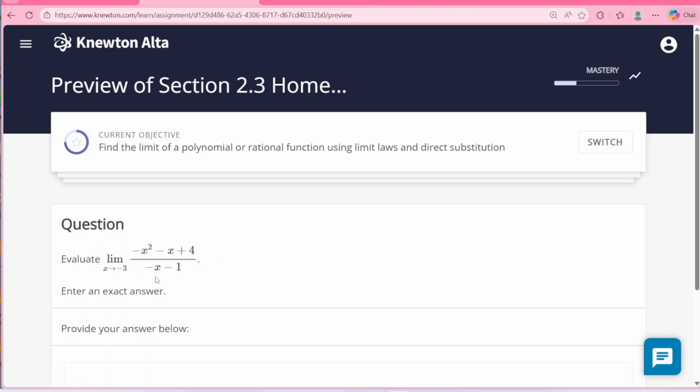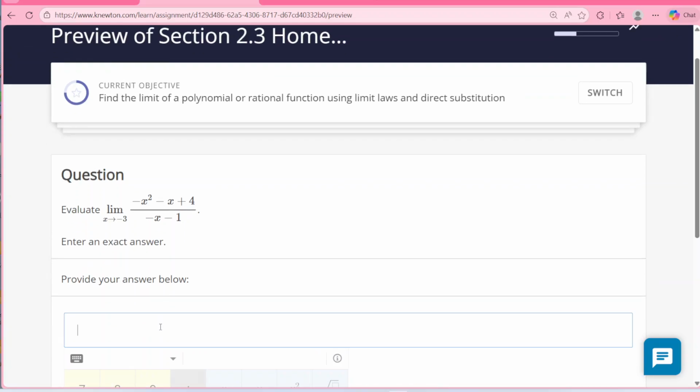Another one like this, again, the denominator will be approaching the opposite of -3, which is 3, minus 1 is 2. So the denominator is approaching 2. Now -3 squared is 9. So you got 9 minus -3. So -9 plus 3 is -6. And -6 plus 4 is -2. You have -2 in the numerator, 2 in the denominator. So -1 would be the limit.